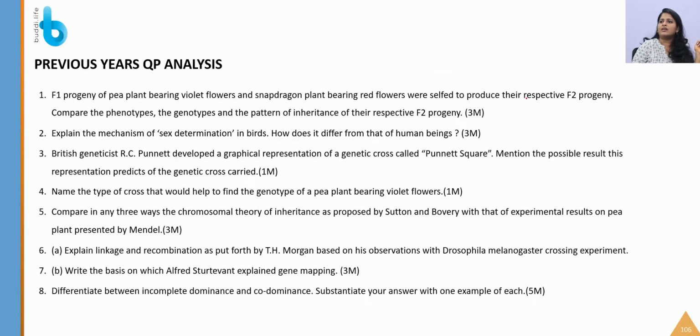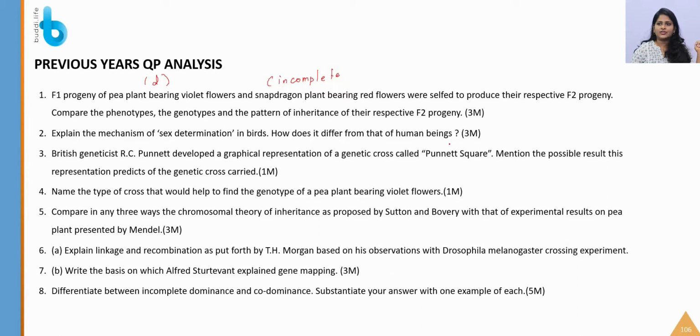Sex linkage we will be discussing in the next class. Before that, we will just do some previous year question paper analysis. The F1 progeny bearing violet flowers and the snapdragon plant bearing red flowers were selfed to produce their respective F2 progeny. So we are going to compare the F1 progeny of the pea plant and the snapdragon plant. You should remember, the pea plant will be showing dominance, whereas this will show incomplete dominance. So you should compare the progeny and tell about dominance and incomplete dominance.